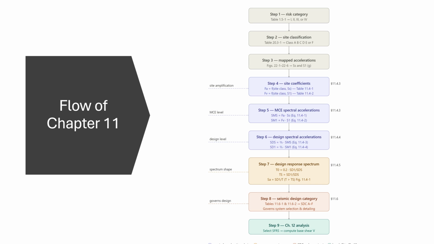Then you have your mapped accelerations. This comes from the ASCE hazard map. It's a very good tool to use. You can't use it on the licensure exams, but in practice or during class coursework, you most of the time can use it.